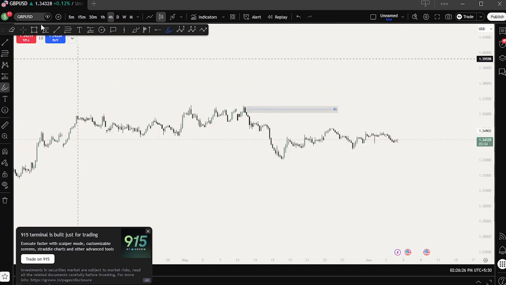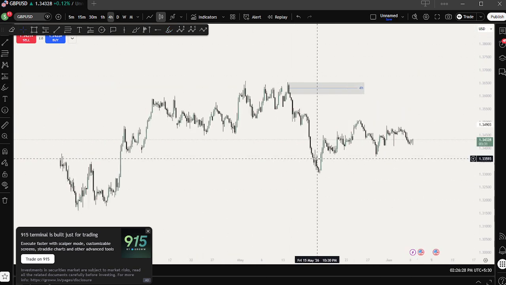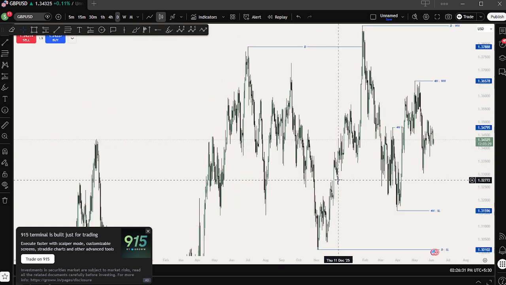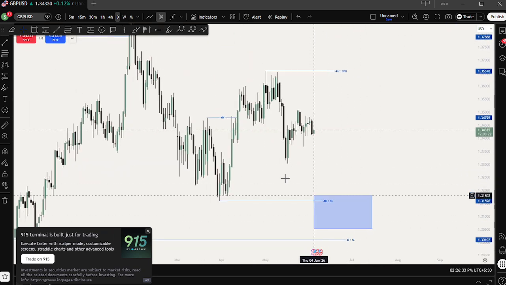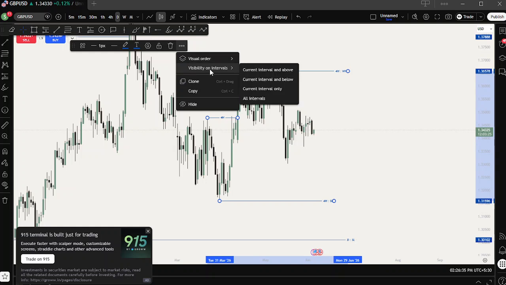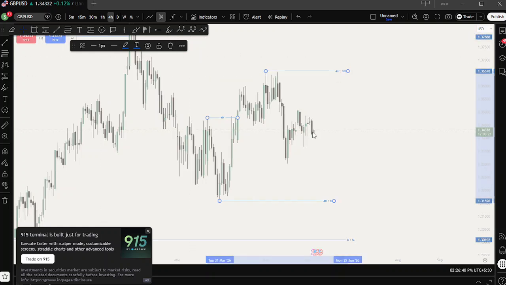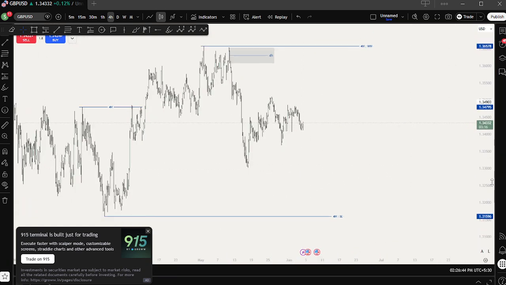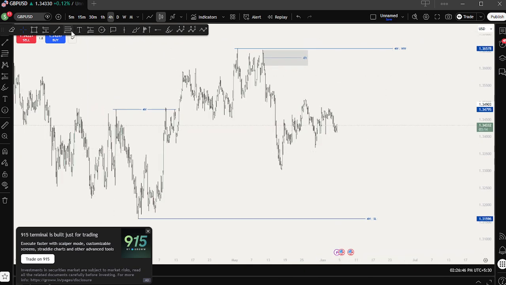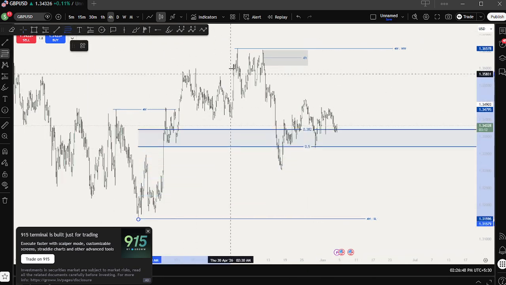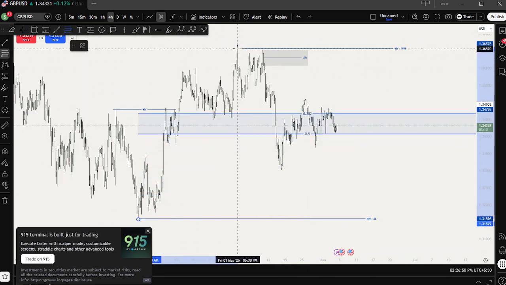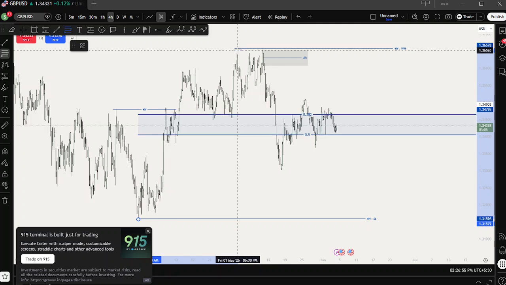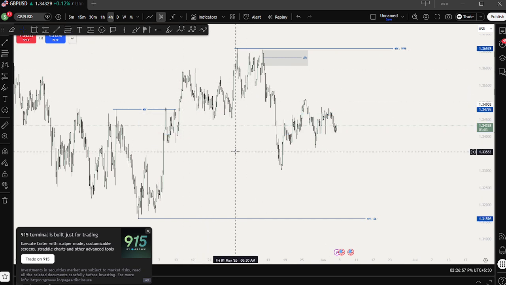Let me take you all to the 4-hour structure. This would be the current interval and below. So this is your 4-hour structure, alright. Just a quick thing I want to say. The price has already come below the 0.5 level. I just wanted to show that, alright.